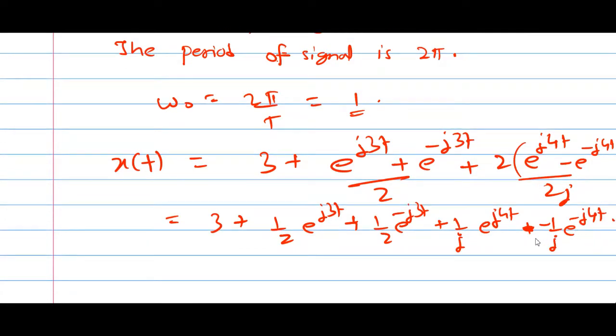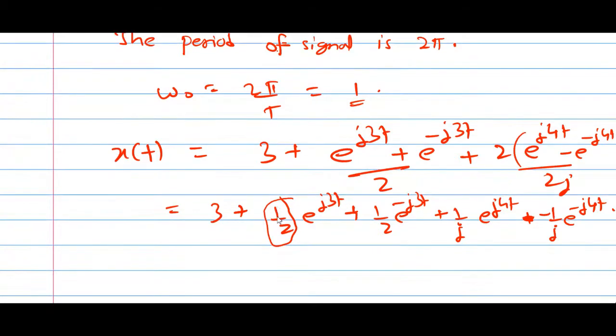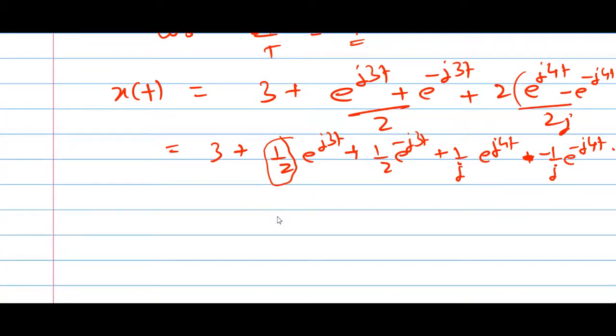Okay, now we have to identify which coefficients these are. So what we have to do, omega naught is 1. Now, important point: compare these j 3t with your j n omega 0 t.